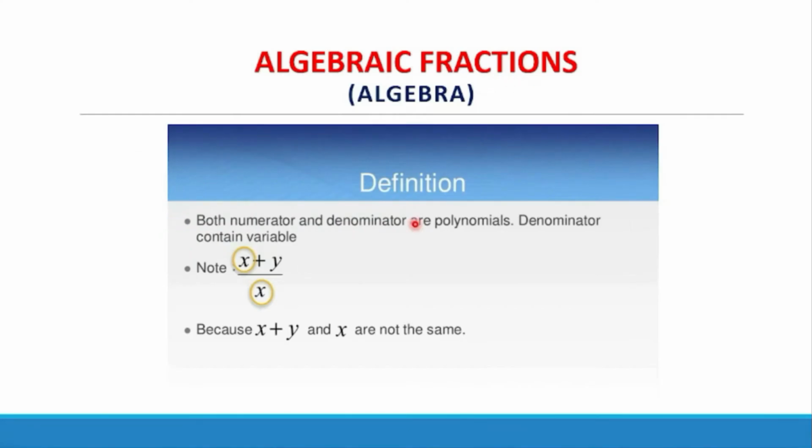Algebraic fractions. Definition: both the numerator and denominator are polynomials. The denominator contains a variable. Note, x plus y all over x. You cannot cancel out the variable x, because x plus y and x are not the same.